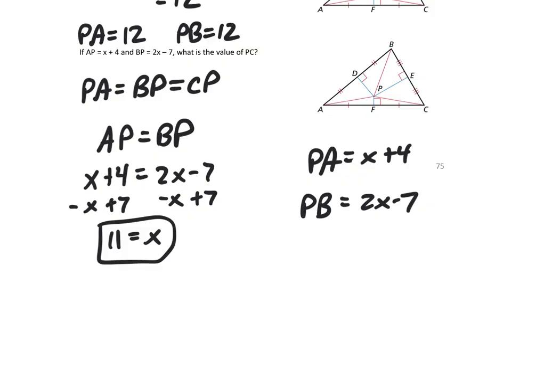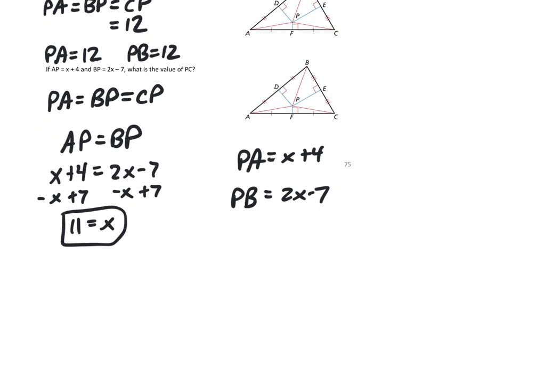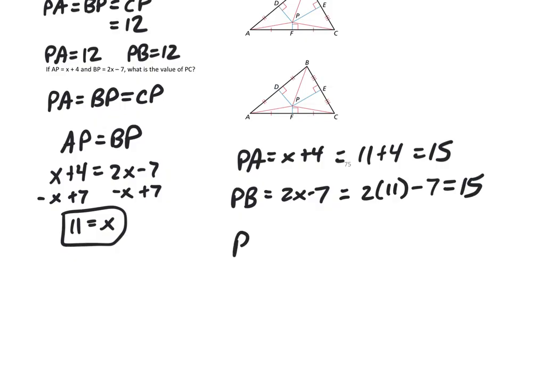All we're going to do here is take 11 and plug it in. This would be 11 plus 4, which is 15. If I do it here, it would be 2 times 11 minus 7, which would be 22 minus 7, which is 15. If these two are the same, that's good news, right? Because we said those two should be equal. They are indeed equal.